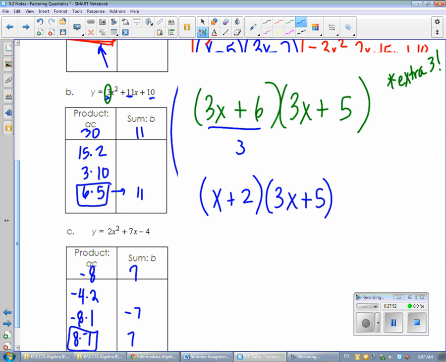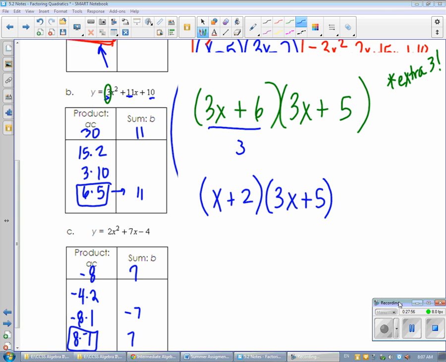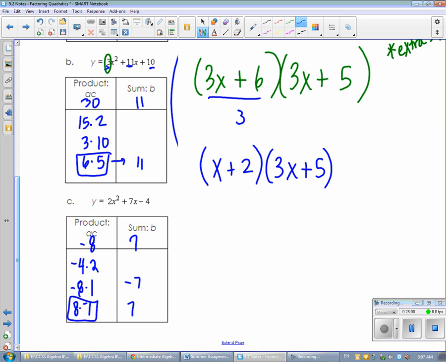I'm going to go ahead and factor this expression using the grouping method just to give you one more shot at that. And so what we're going to do is we're going to rewrite that middle term using the 8 and the negative 1. So we've got 2x squared plus 8x minus x. And then I've got a minus 4 on the outside.